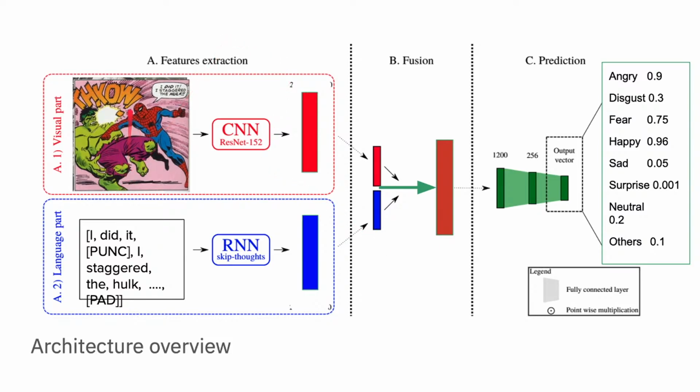Given that we have two inputs, image and text, the first step is that we need to extract features. For the image, we usually use convolutional networks or CNNs to extract image features. For text input, we usually use recurrent neural networks or RNNs to extract the textual features. The red and blue boxes here represent our visual and textual features.